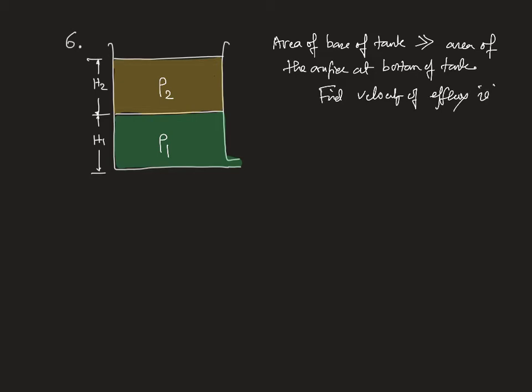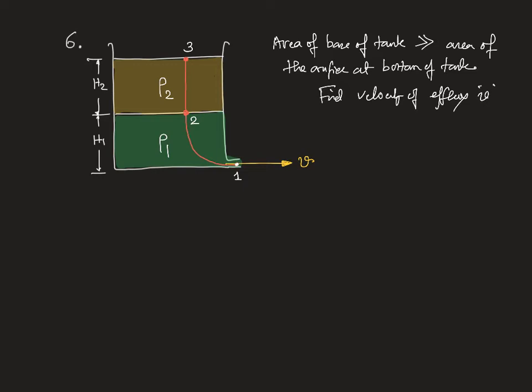Find the velocity V of the liquid which comes out of the hole at the bottom. So here also we will apply Bernoulli's and the continuity equation as usual. Let us consider a streamline like this, and let's consider points 1, 2 and 3. There are 3 points here: point 1, point 2 at the junction, and point 3.